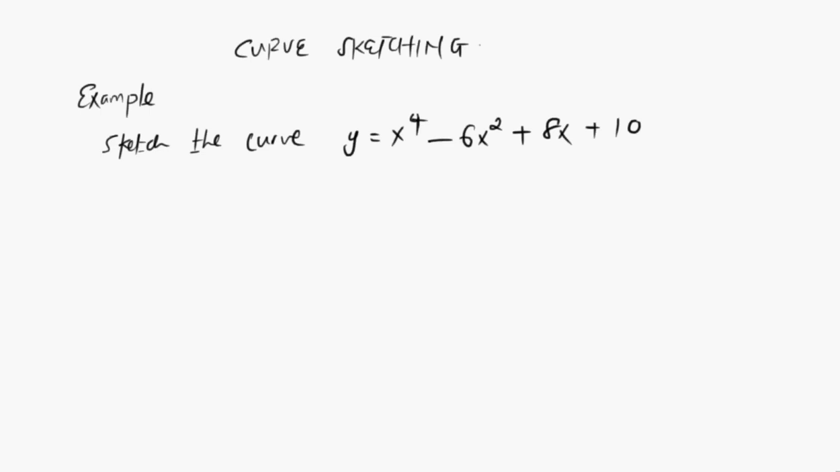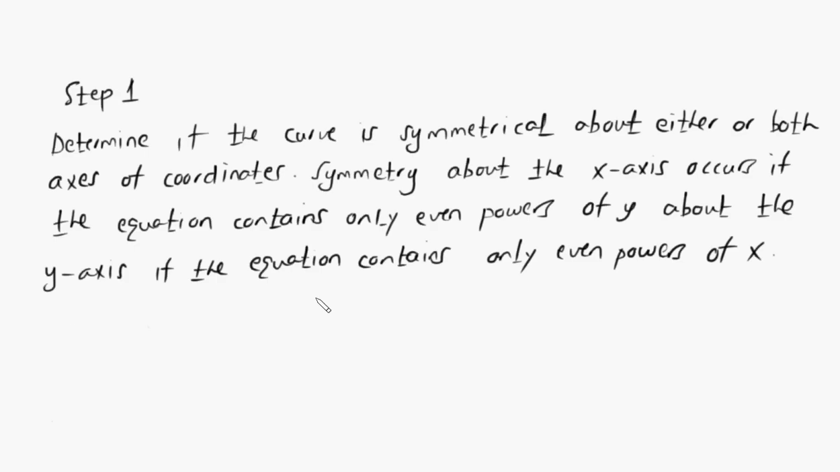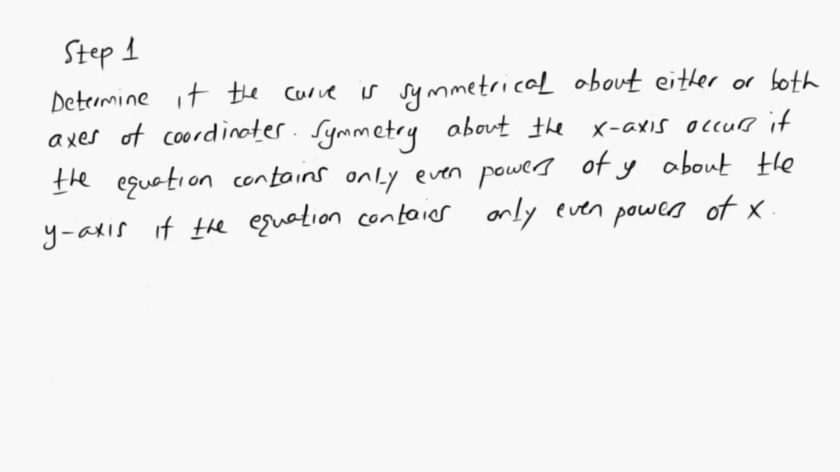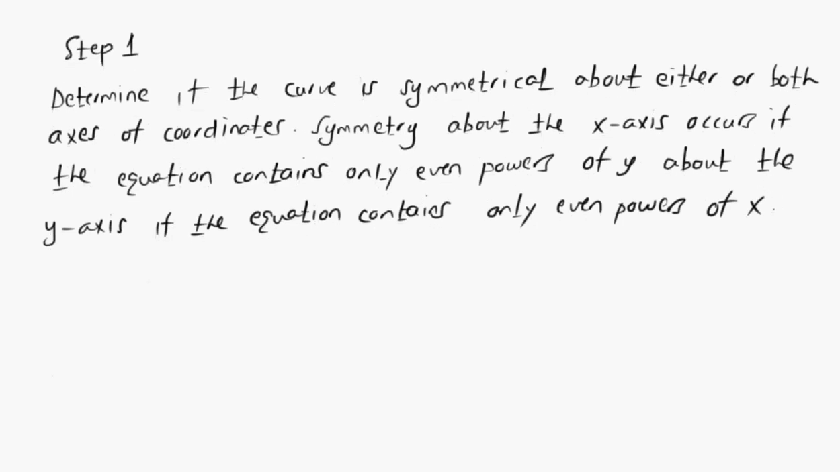It says sketch the curve of the equation y equals x power 4 minus 6x squared plus 8x plus 10. So now, in order to draw the graph using the concept of differentiation, there are steps to follow. So this is step 1. It says, determine if the curve is symmetrical about either or both axes of coordinates.